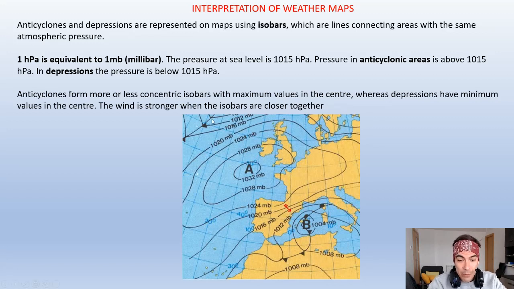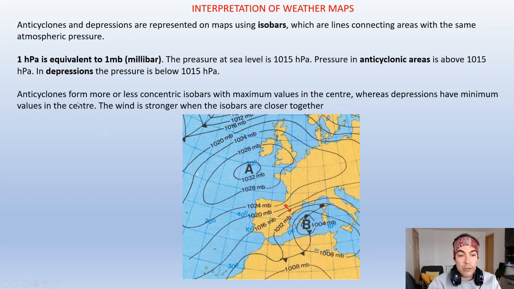So in the weather maps, you can see that the anticyclones are represented with an A letter and the depressions are represented with the B letter. In some English weather maps, you will see, instead of A and B, an H, which means high pressure, and an L, which means low pressure. But since we are used to looking at this type of maps in Spain, I'm showing this one to you.